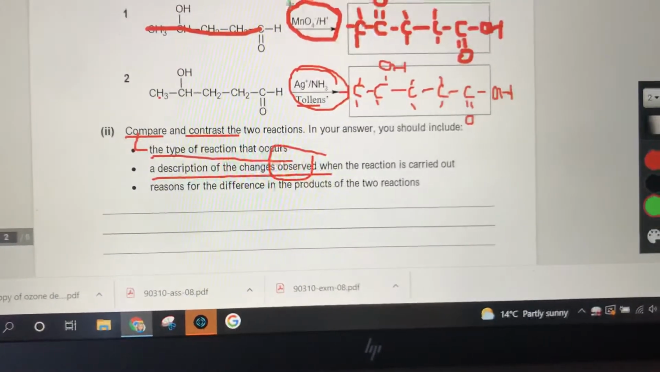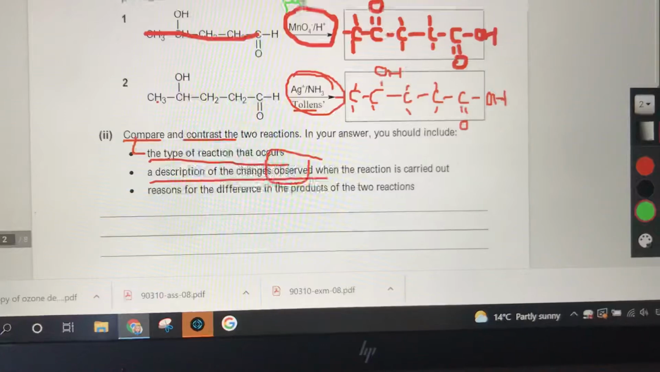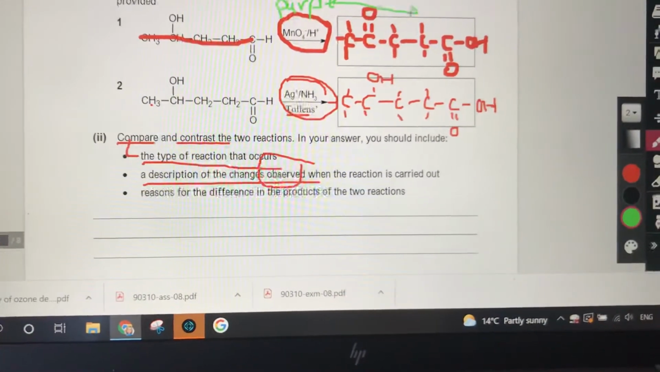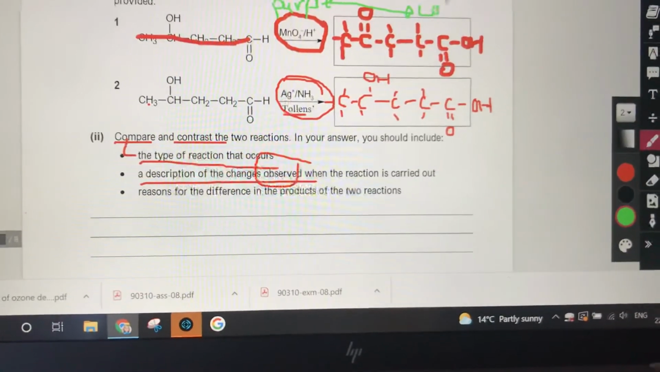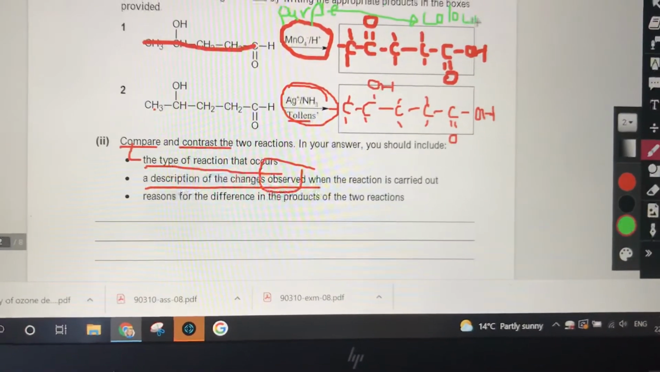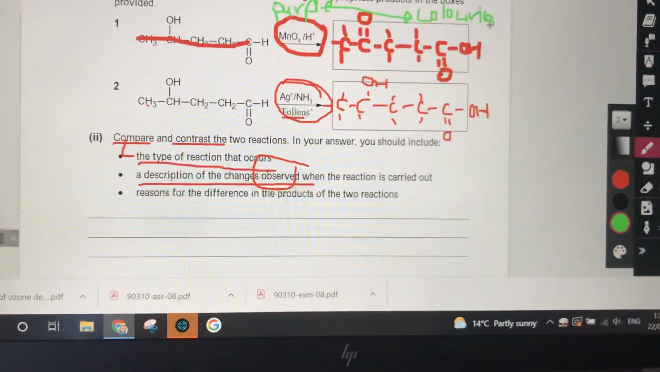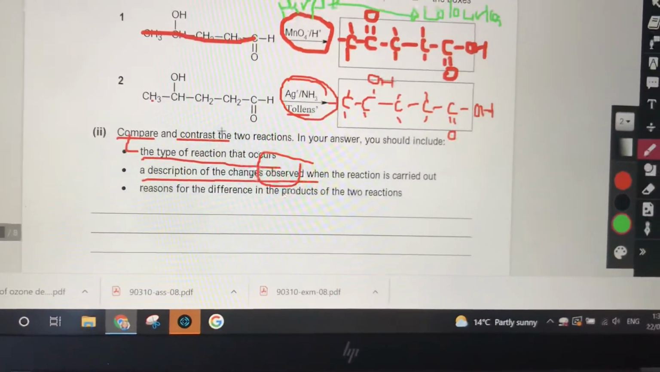So in this one, our permanganate is purple. And because it does react, that is going to go to colourless. Remember, it's the permanganate that's changing, not the organic molecule or solution. So this is going to be a contrast.